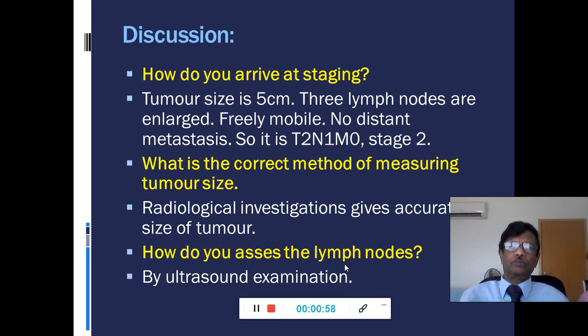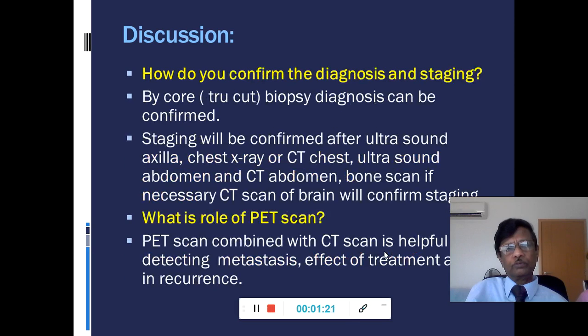How do you arrive at staging? Tumor size is 5 cm, 3 lymph nodes are enlarged, freely mobile, no distant metastasis, so it is T2, N1, M0, stage 2. What is the correct method of measuring a tumor size? Radiological investigations give the accurate size of the tumor. How do you assess the lymph nodes? By ultrasound examination.